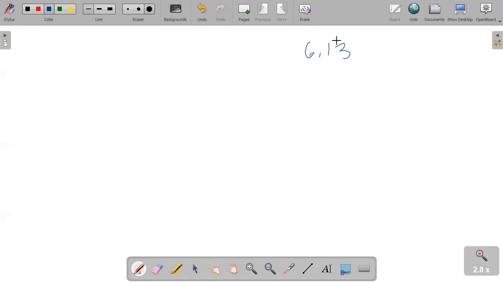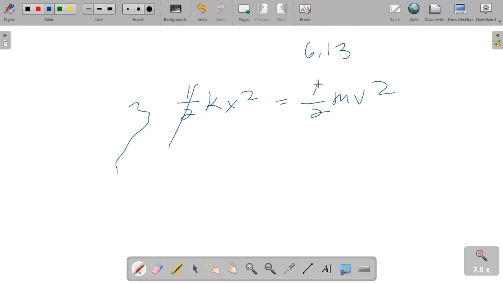We're trading that in for kinetic energy. So 1/2 kx squared equals 1/2 mv squared. So we're solving for v, right? All right, so I don't need these halves. So let's see, I have v equals the square root of kx squared over m.